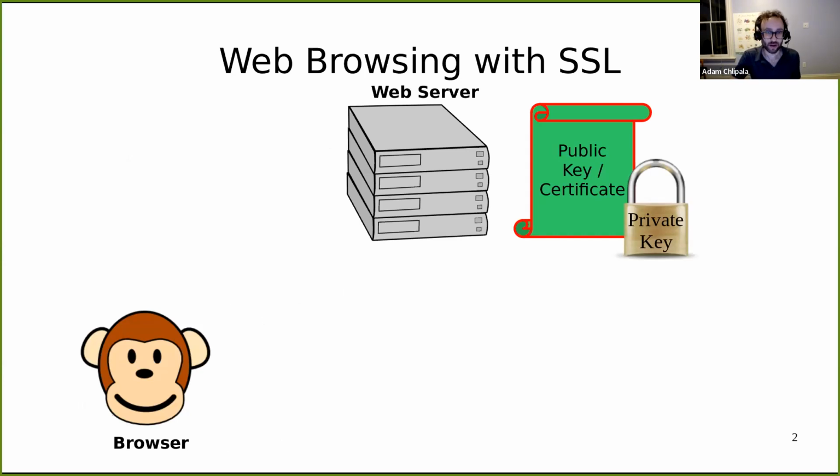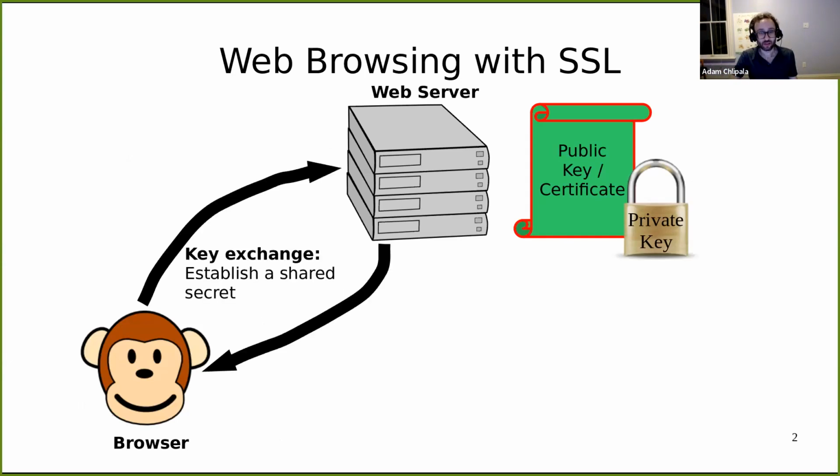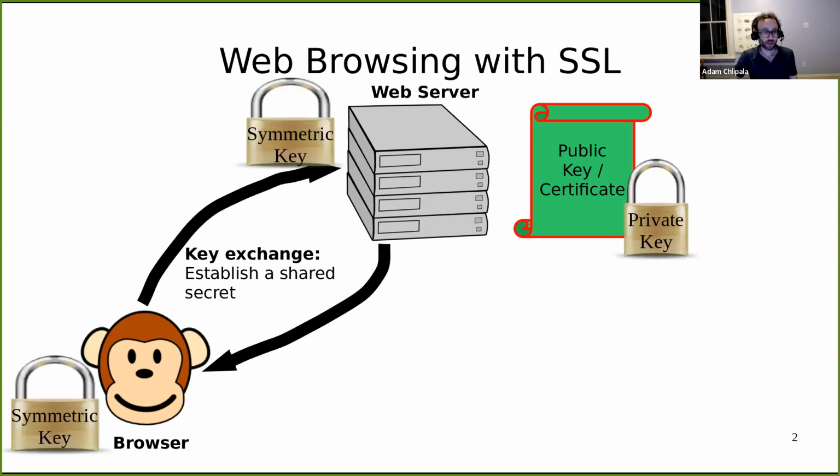Your browser wants to talk to some web server, and the web server has a public and private key pair and a certificate that some authority generated, basically saying whoever knows this private key corresponding to this public key is the following company. So when your browser wants to talk to the web server, the first thing it does is it goes through what's called a key exchange protocol to establish a shared secret that, in theory, only these two parties know, which can then be used as a symmetric key to drive the rest of the interaction.